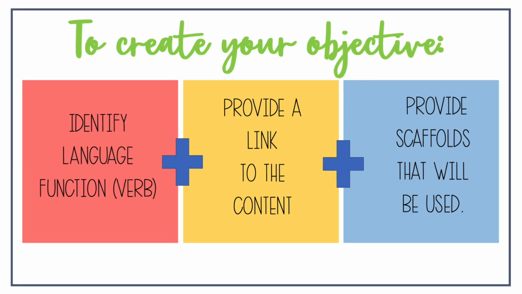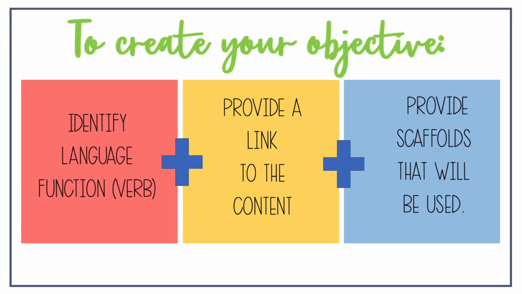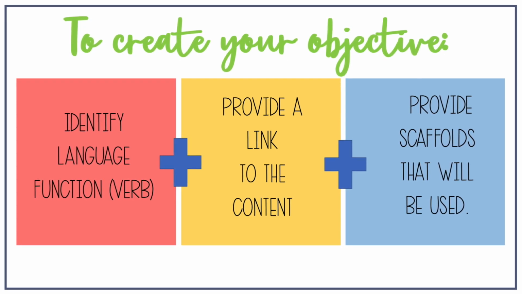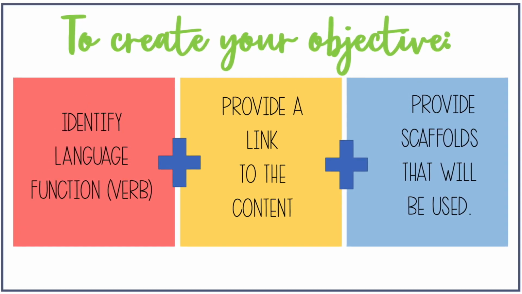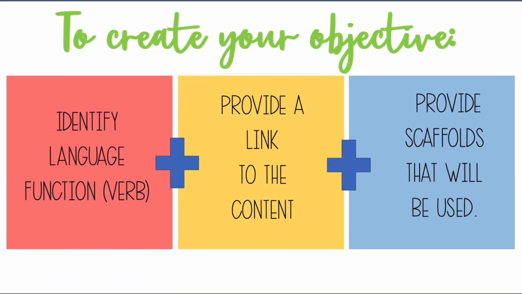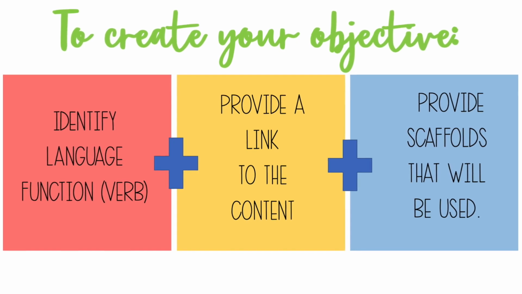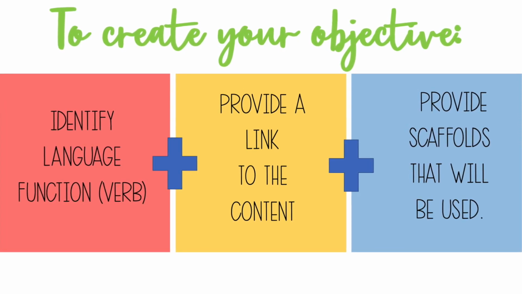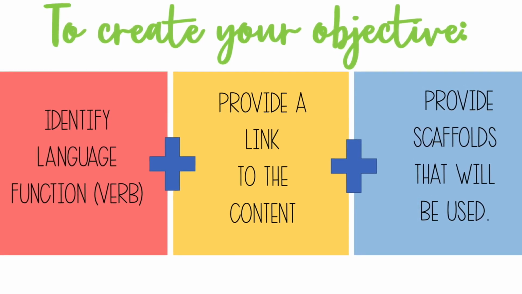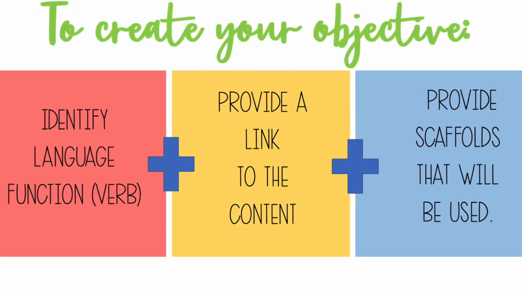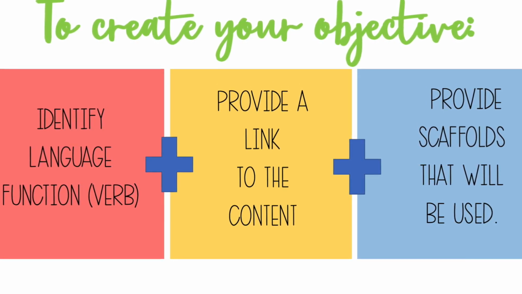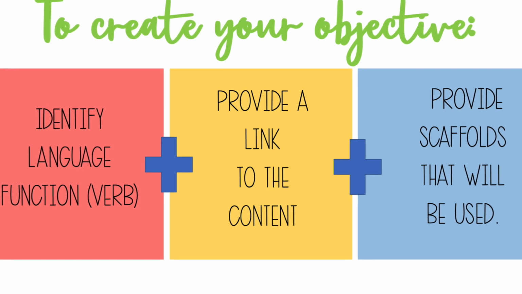When you have this information, you are ready to use this simple formula to write powerful language objectives. First, you want to identify what the action verb is that the students will be doing. Students will ask, compose, name, predict, share, retell orally are just a few examples. Plus, provide a link to the content, for example, the main idea and detail of the story, plus a scaffold that you will use. Let's look at an example of this in action.